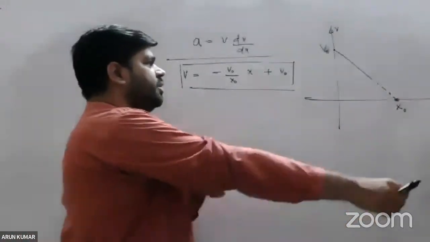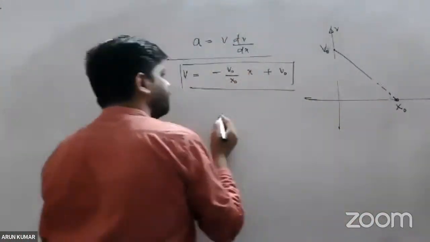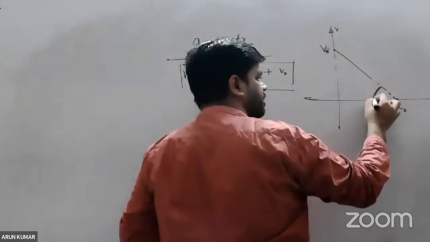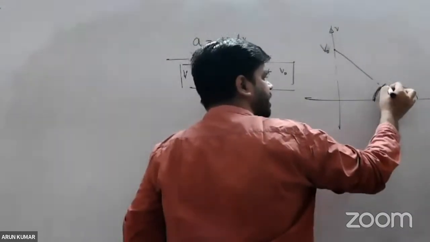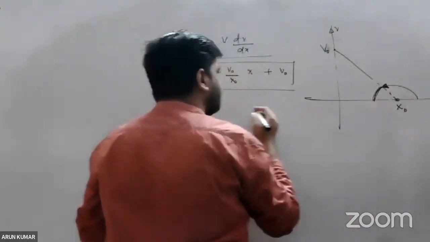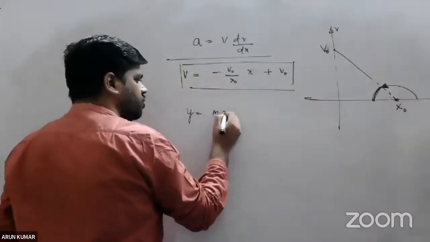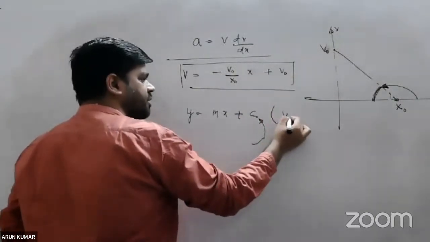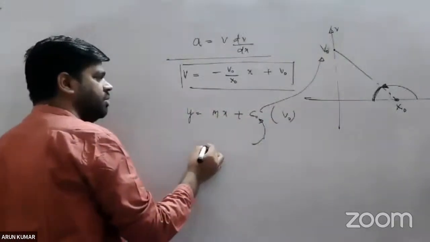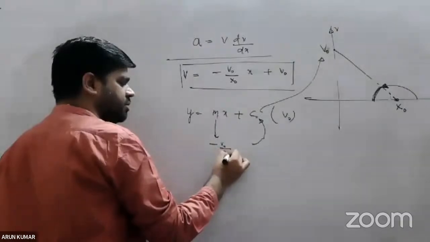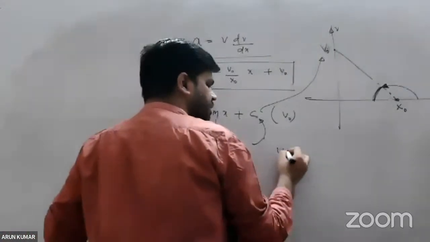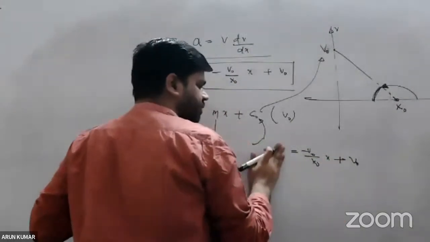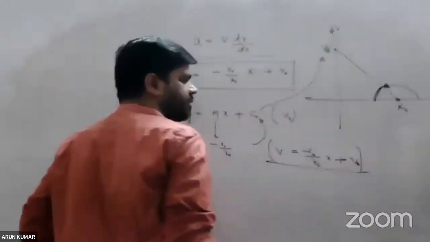Yeah, sure. See, the equation of the line, I've written it like this. Use slope intercept form. What is the slope of this line? V naught by x naught is tan of this theta. But I want the tan of the opposite angle, which is negative v naught by x naught. So y is equal to slope into x plus c, where c is the y intercept. Here it is v naught. Slope is minus v naught by x naught. So my equation of line becomes y is equal to minus v naught by x naught x plus v naught, where y is v. So that's my equation of line.